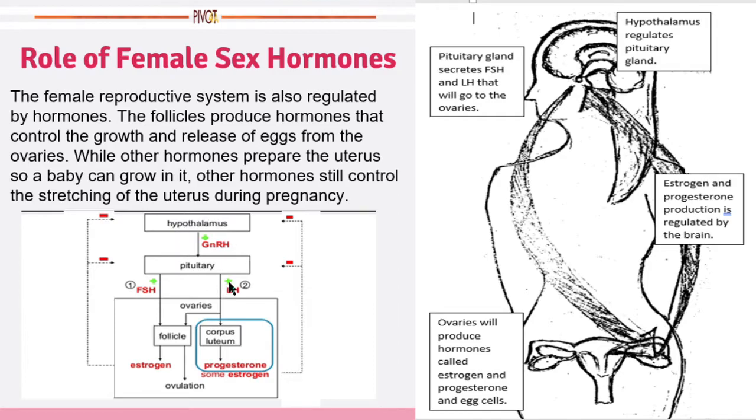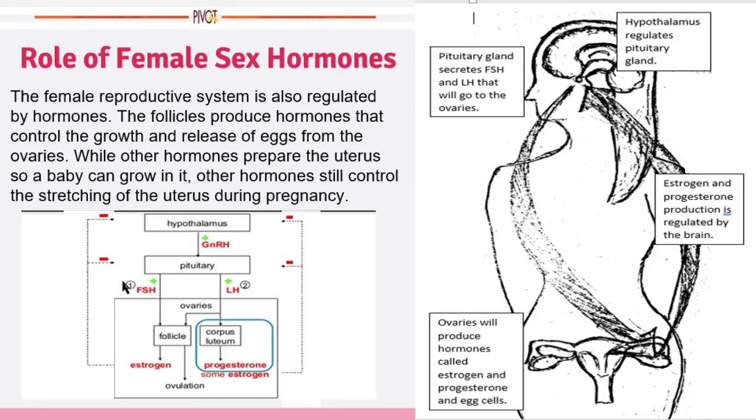So as you can see here in the picture, it is somewhat the same as in the males. This will start in the hypothalamus and pituitary gland in the brain. Again, the hypothalamus will produce GnRH, or gonadotropin releasing hormone, that will send a signal or message to the pituitary gland so that the pituitary gland will release FSH and LH.